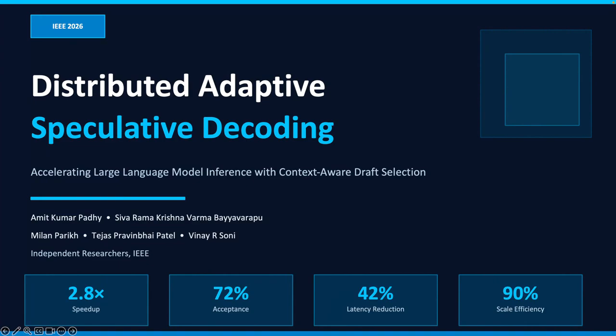Our paper is Distributed Adaptive Speculative Decoding: Accelerating Large Language Model Inference with Context-Aware Draft Selection. This work addresses a critical bottleneck in deploying large language models at production scale: the sequential nature of autoregressive token generation. Before I dive into the technical content, I want to frame the scale of the problem.